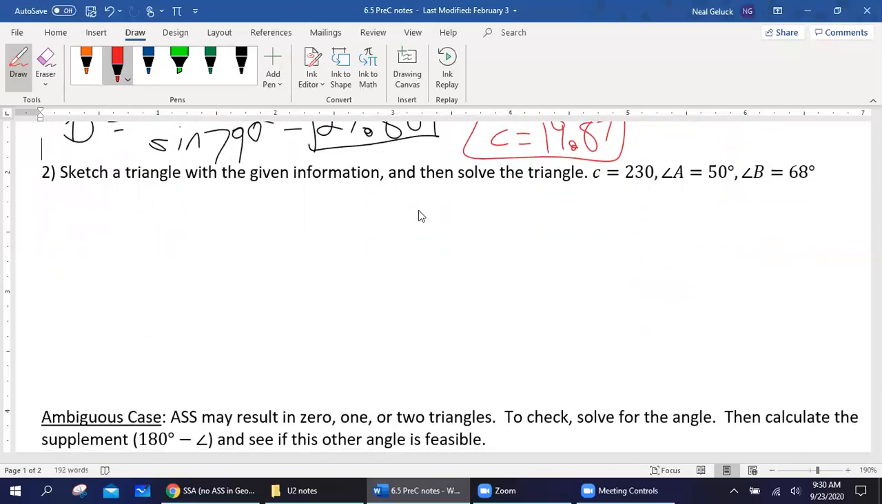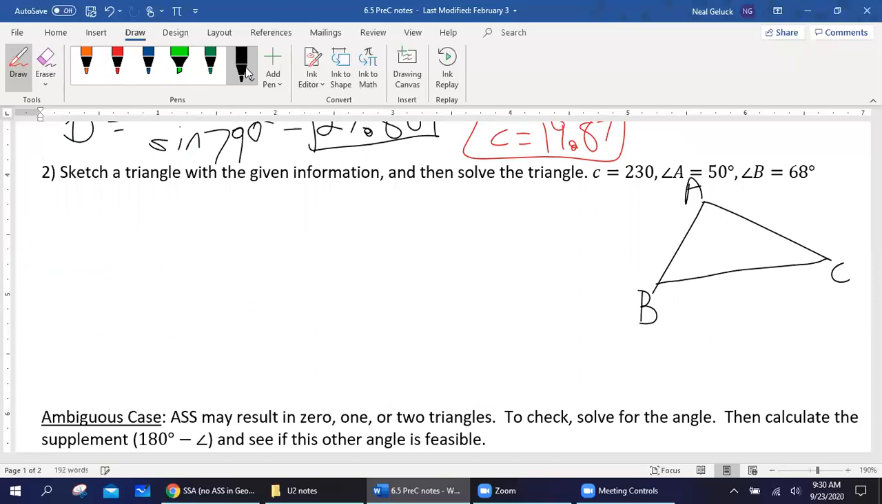For number 2, we're going to draw the triangle. I usually draw the same generic looking triangle regardless of if it's accurate, and I call it ABC. Fill in my given information. I know side c is 230. Angle A is 50. Angle B is 68. So this would be the case of angle, side, angle, which is law of sines.